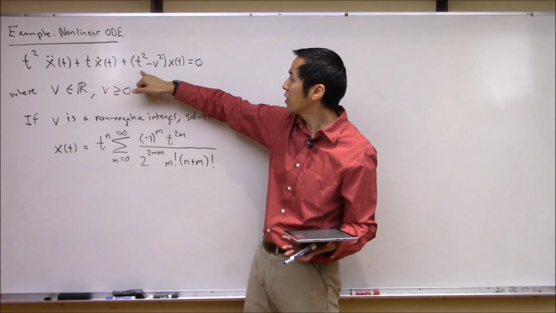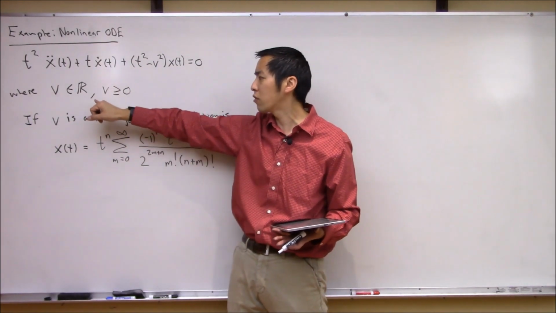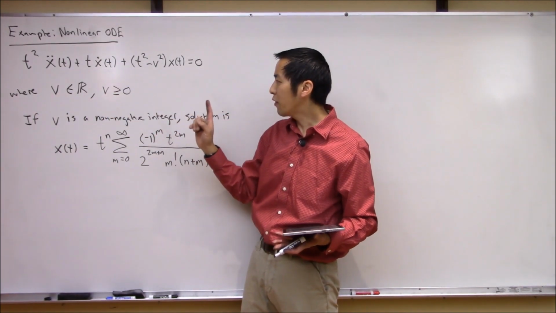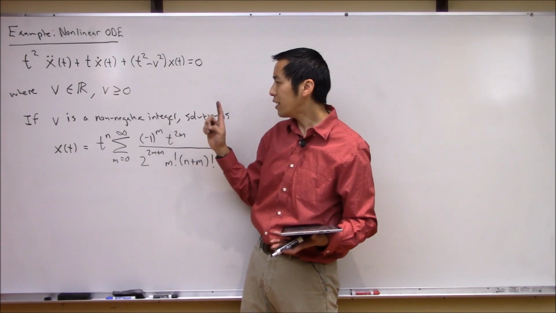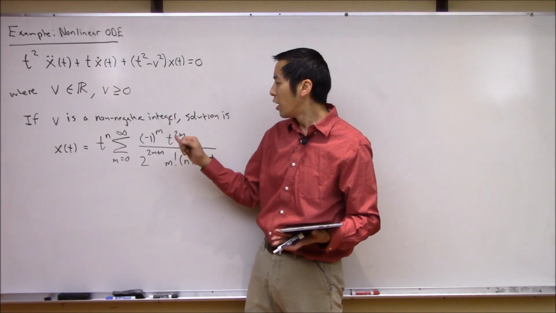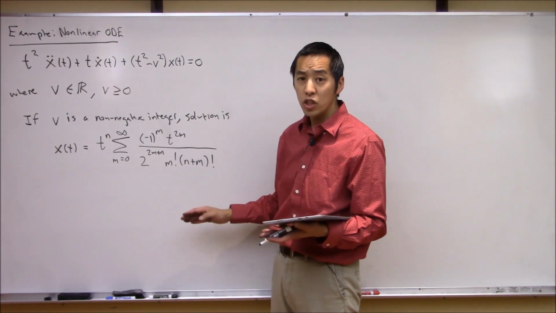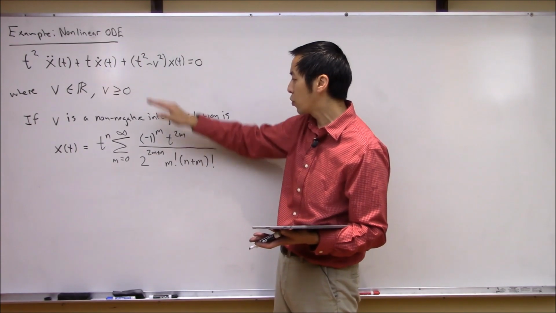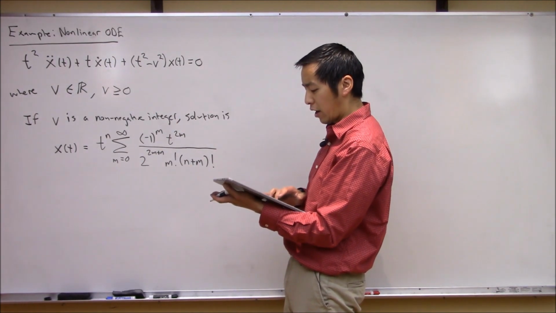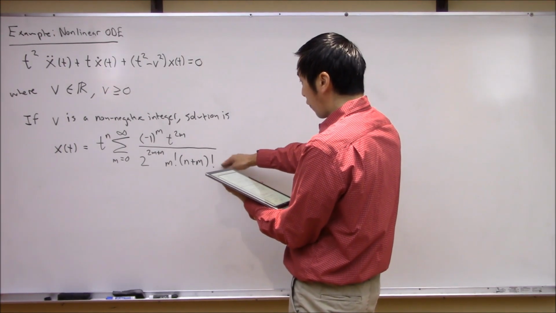So in this case, Bessel's equation has this parameter v, and this v is typically a real number which is greater than or equal to 0. Now, if you only consider v's that are integers, you can actually show that the function that satisfies this differential equation is given by this crazy function. This is called a Bessel function of the first kind, okay?